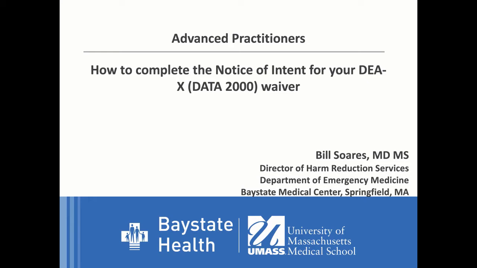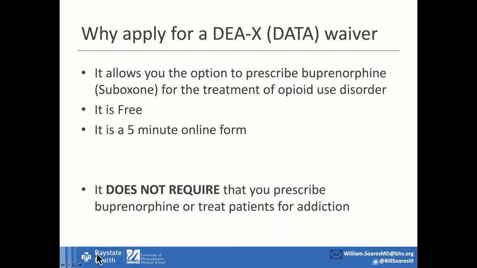And so let's go through really quickly, because now the process is pretty easy to do. So first, why should you even apply for your DEA-X waiver? Well, first and foremost, it enhances your practice. What it does is it allows you the option to prescribe buprenorphine. Sometimes you'll hear it as Suboxone is one of the brand names, for the treatment of opioid use disorder. It's free, and also it's about a 5-minute online form. In fact, the form will probably take you less time than me talking.